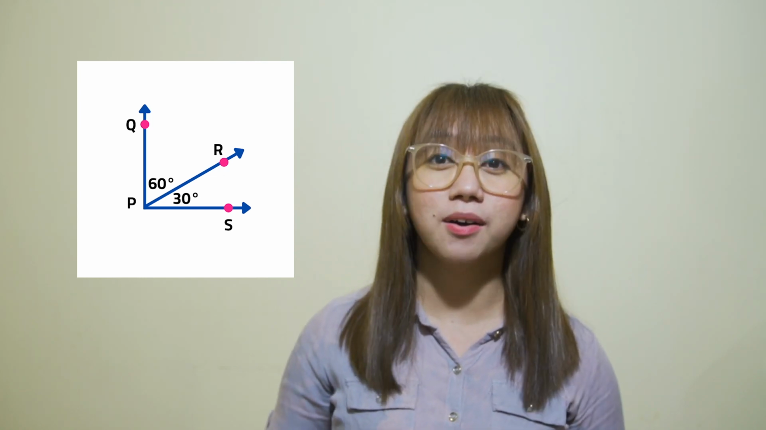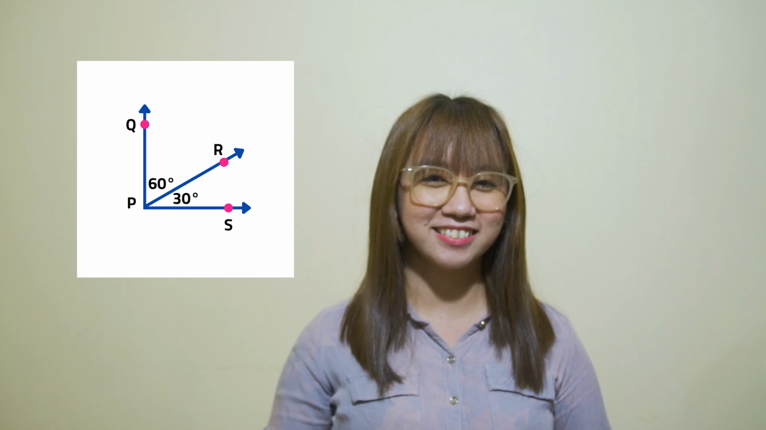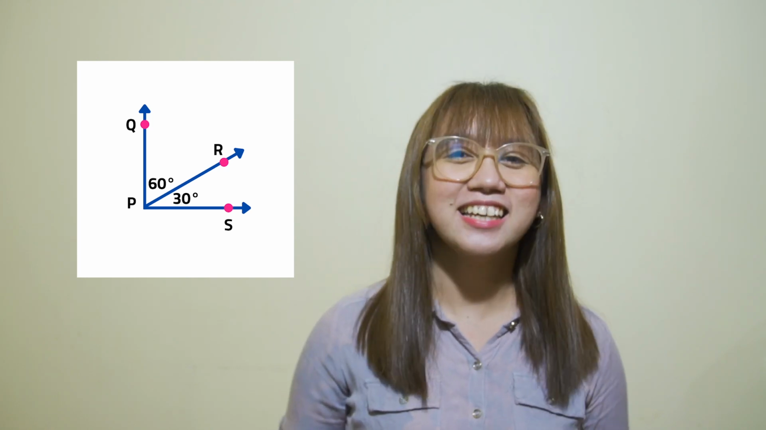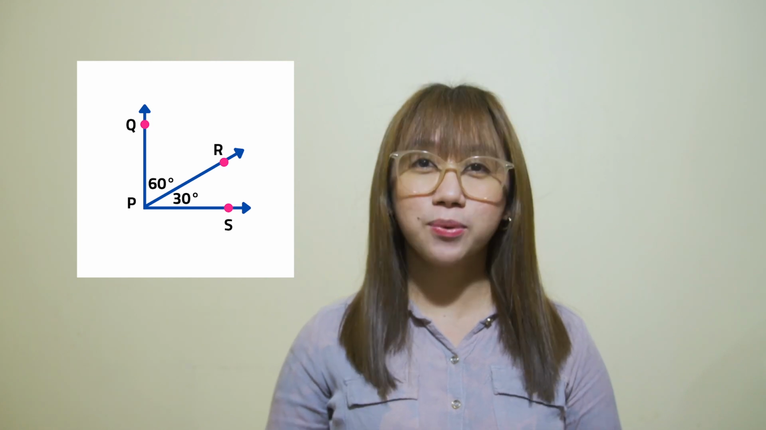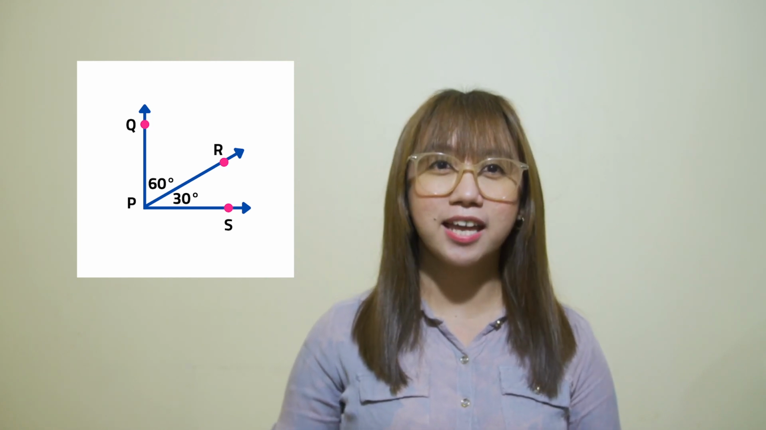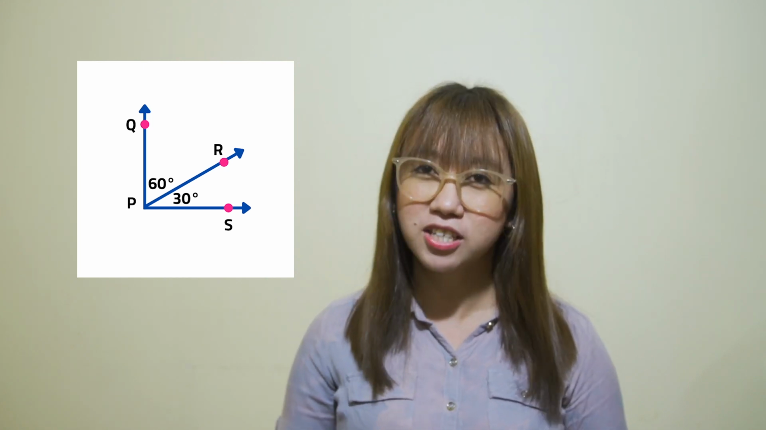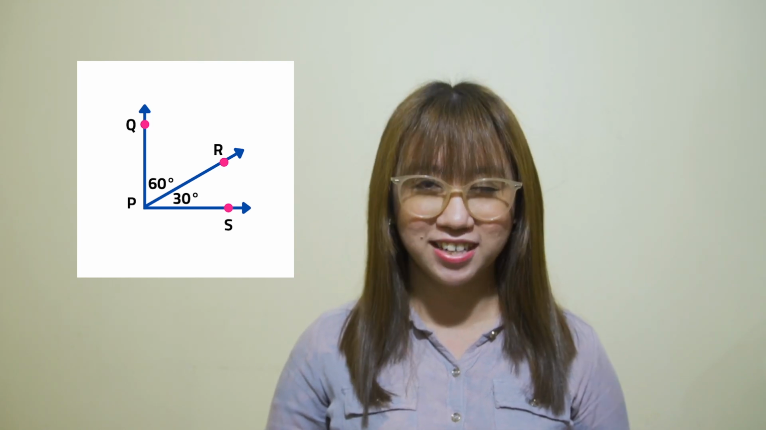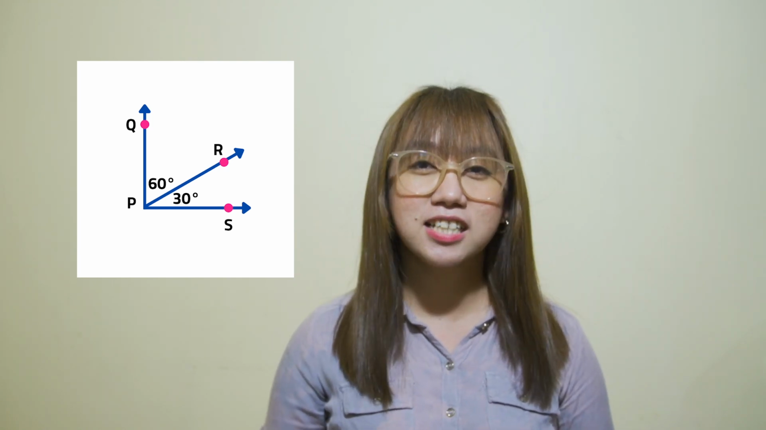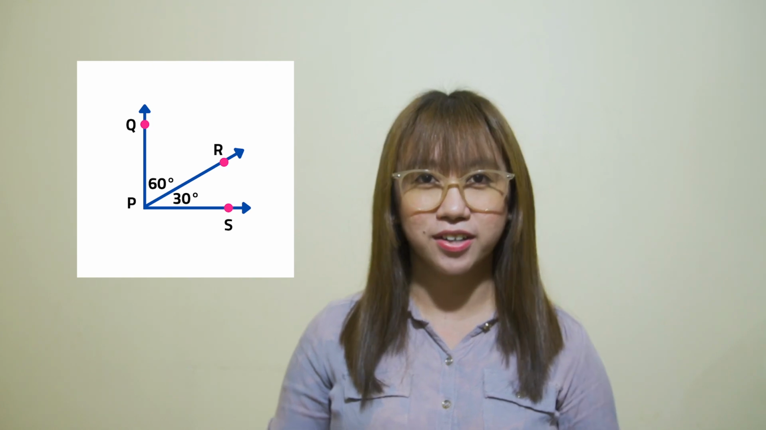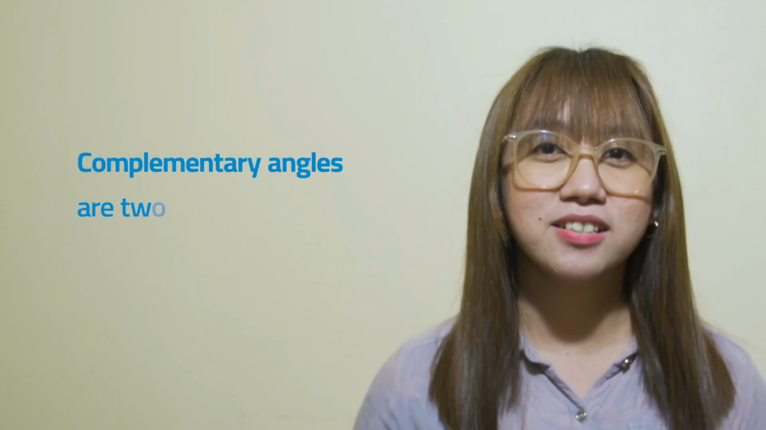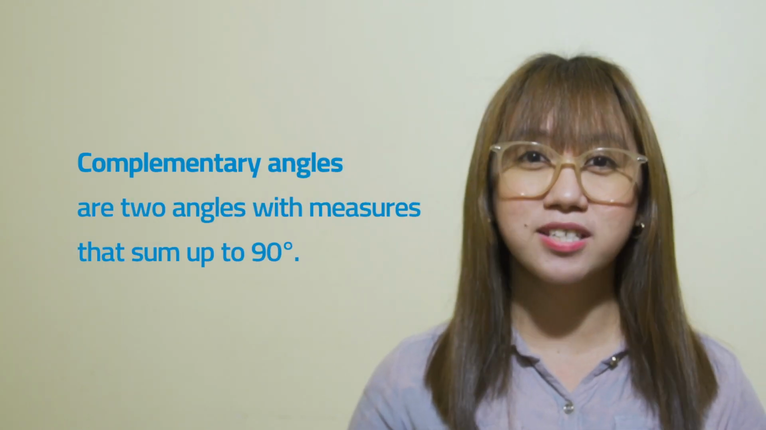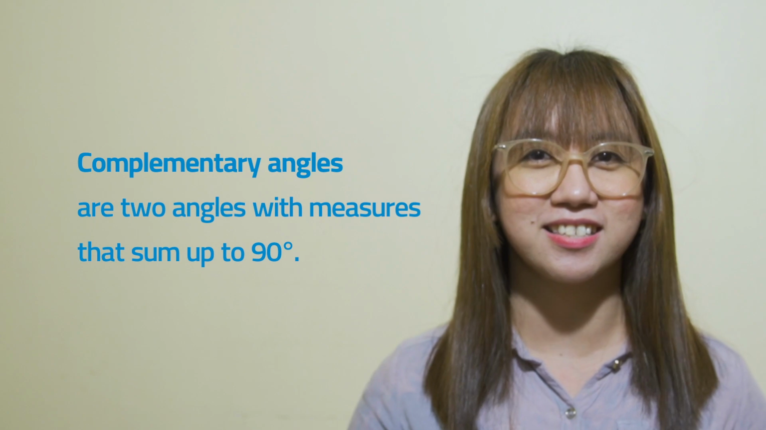How about angle RPS? Splendid! It measures 30 degrees. Notice how these two angles, angle QPR and angle RPS, have measures that add up to 90 degrees. Each angle is called a complement of the other. That's why they are called complementary angles. Complementary angles are two angles with measures that sum up to 90 degrees.